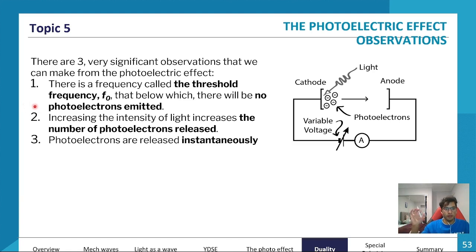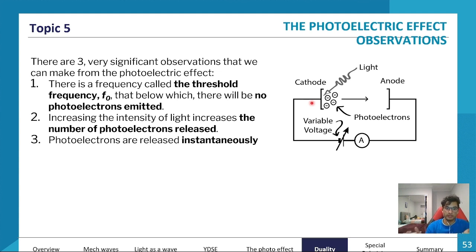Whoever the scientist was who discovered the photoelectric effect, they found a few things. We have this light that's shining on the cathode. What he did was swap out the lights. He tried out different lights and saw what happened.